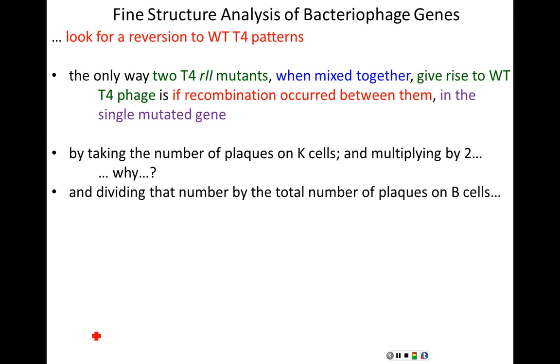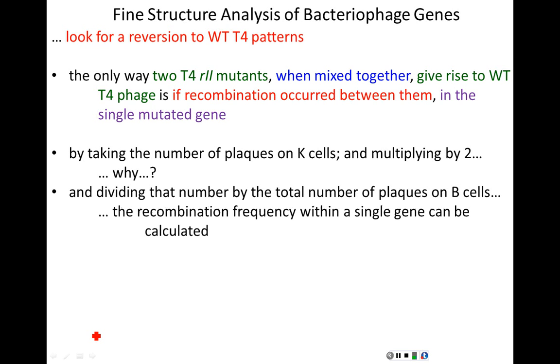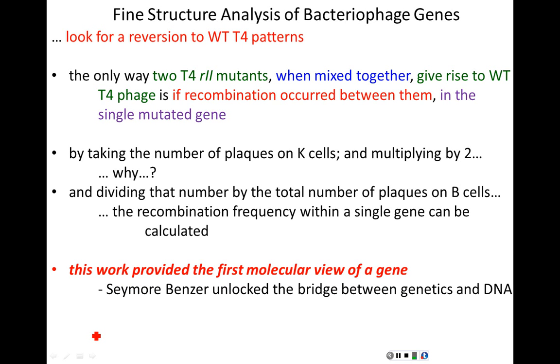He then divided that number by the total number of plaques on B cells, which represented all the viruses that were harvested, the total number of progeny. And by doing this, he was able to calculate a recombination frequency within a single gene. This work provided the first molecular view of a gene. It showed that recombination could occur between portions of a single gene, thus proving that it was physically impossible for a gene to be the smallest functional unit of DNA. Seymour Benzer unlocked a bridge between a genetic world and a DNA world, and really paved the way for modern molecular biology and for thinking about genetic molecules, genetic concepts in a molecular and DNA-based way. Just amazing.